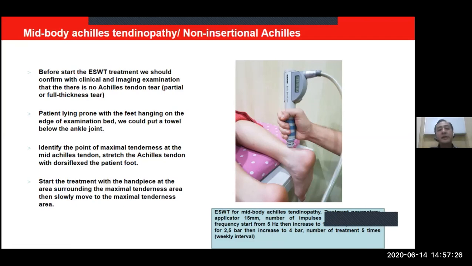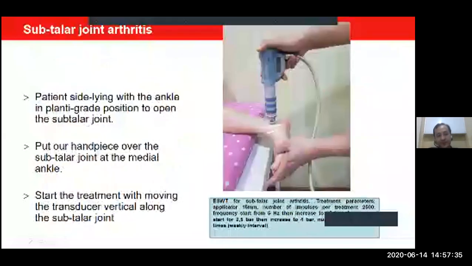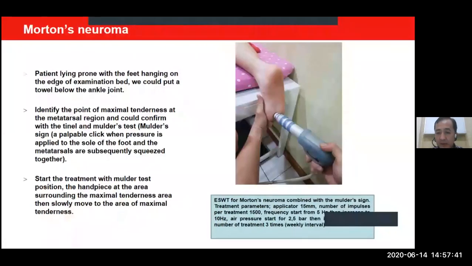And this is for OA of the ankle joint, using this technique. And then this is for subtalar joint arthritis, using this technique. And for Morton's neuroma, I'm using this technique. Usually I perform the Mulder sign, and then with the Mulder sign I perform the shockwave treatment in the most painful area, on the palpable click, here, there.